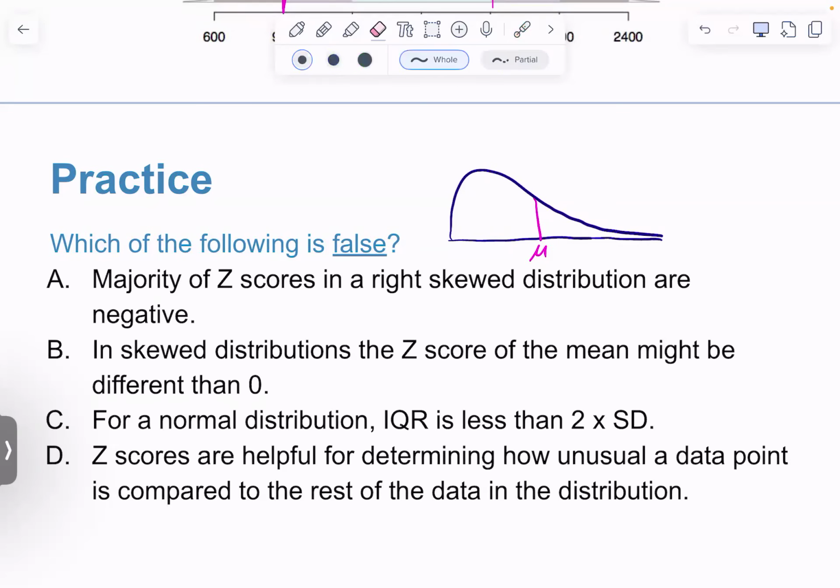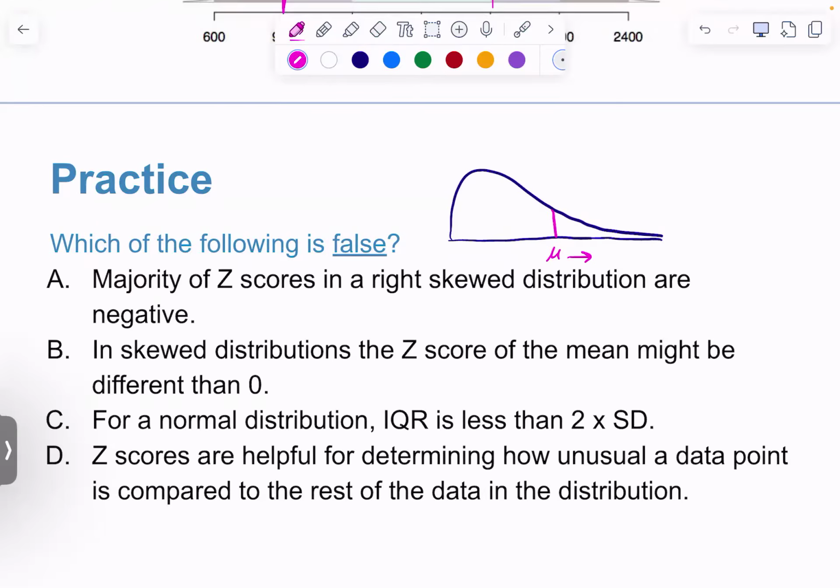And maybe just for emphasis, I'll move it even further down so that we can really see it. The mean is pulled in the direction of the tail.